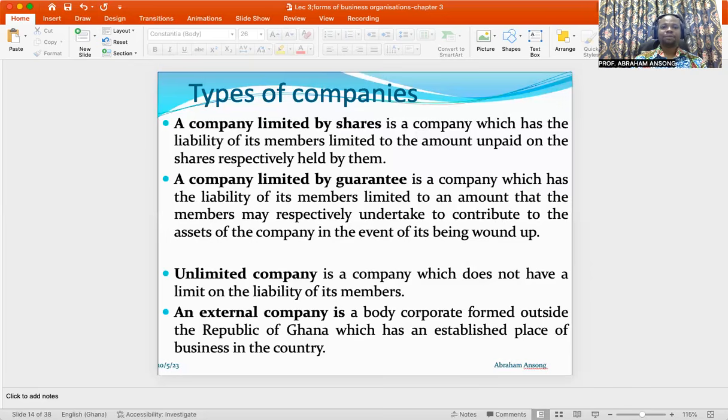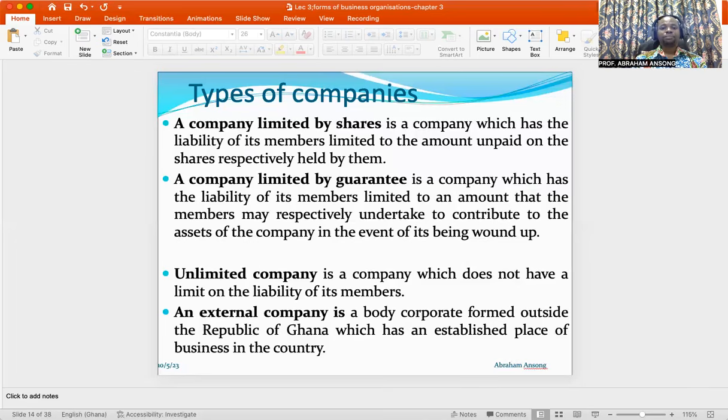The members that form this company undertake to contribute certain amounts of money. They pledge on their own volition: if the company was going to be wound up, how much am I prepared to contribute in settling the debts or the liability of that particular company? So the amount that you undertook to pay is what you'll be liable to pay. You have to take note that the point of making that promise is voluntary. You decide how much you want to contribute in case that particular company is wound up.